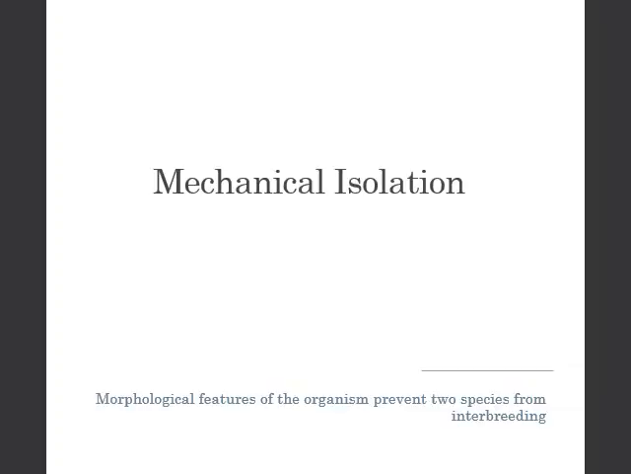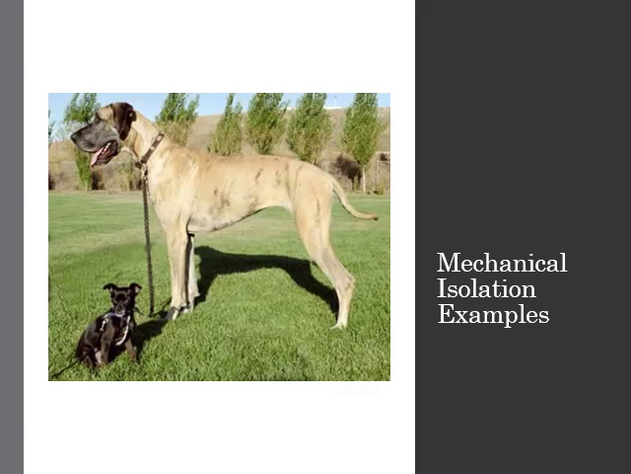Mechanical isolation. Morphological features of the organism prevent the two from breeding. The whole point of this is to stop the sperm from fertilizing the egg. For instance, here we have 2 dogs. If we got the sperm and the egg together, there could be reproduction. But for these 2 dogs to mate, it would be very difficult. The much larger female, for instance, would not be able to mate very well with that very small male unless the small male had a step stool. That makes sense? There's something mechanical stopping that.